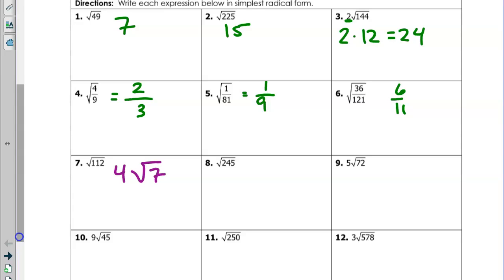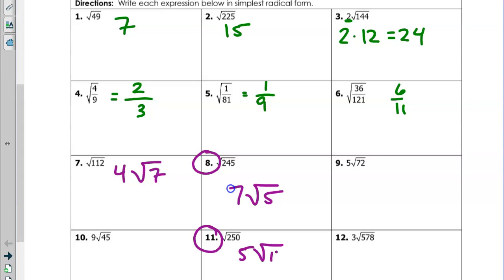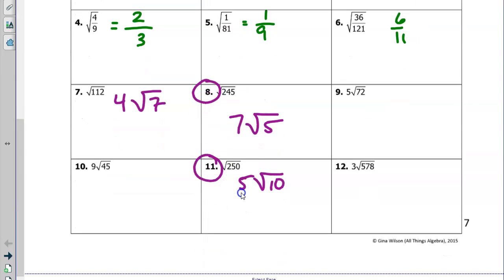Why don't you guys go ahead then and figure out, let's do 8 and 11, and then we'll talk about the rest here in a moment. Do 8 and 11. 7 and 5. 7 square root of 5. Good. Maybe we need to see the explanation for that. How about number 11? 5. You meant 10, right? Did we talk about that? Oh, are you multiplying that 5 and 2? Okay, that makes sense.